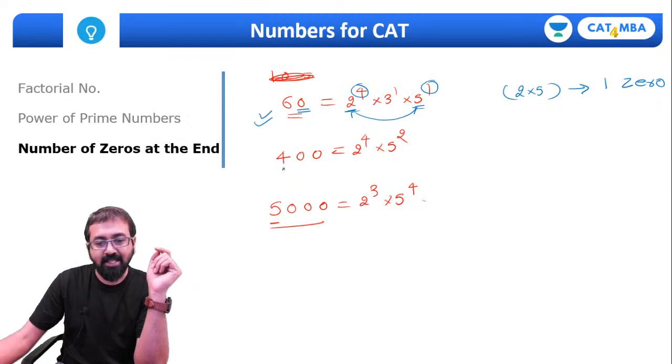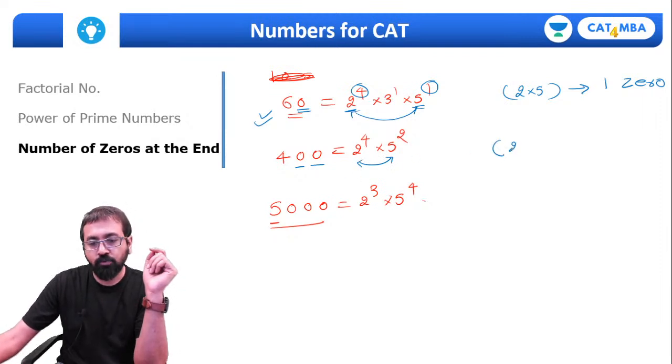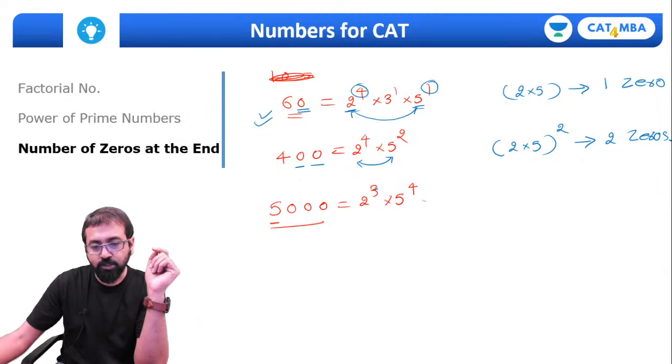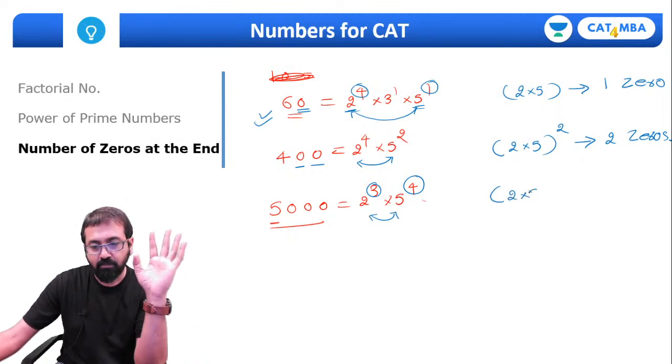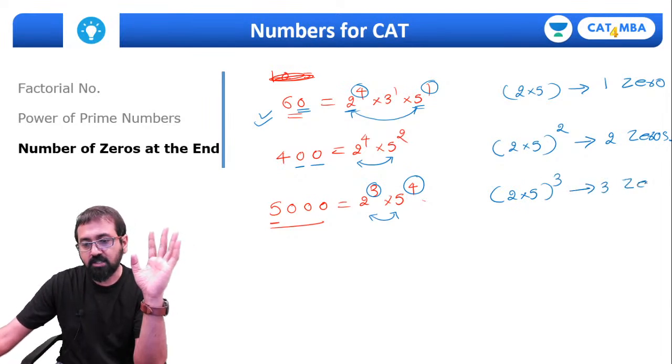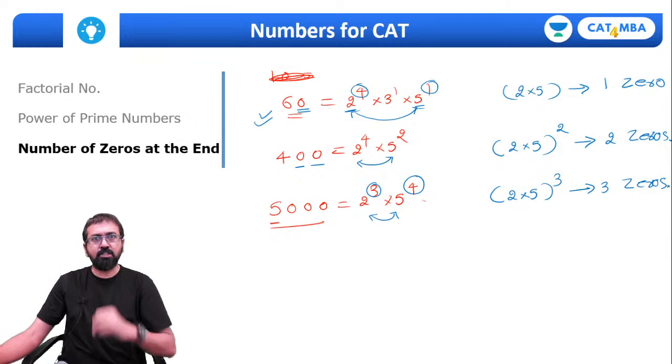In fact, you can see that there are 2 zeros at the end of 400, because just check how many pairs you can make for 2 and 5 over here. We can make 2 pairs of 2 and 5, right? And that's why there are 2 zeros at the end of 400. In fact, if you check over here, we have limited 2's, but we have more 5's. So how many pairs can I make for 2 and 5? We can make only 3 pairs, right? And that's why there are 3 zeros at the end of this number. Have you understood this part?